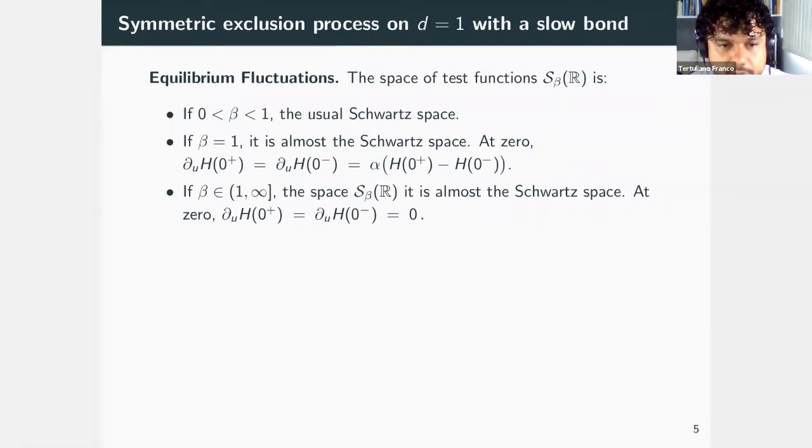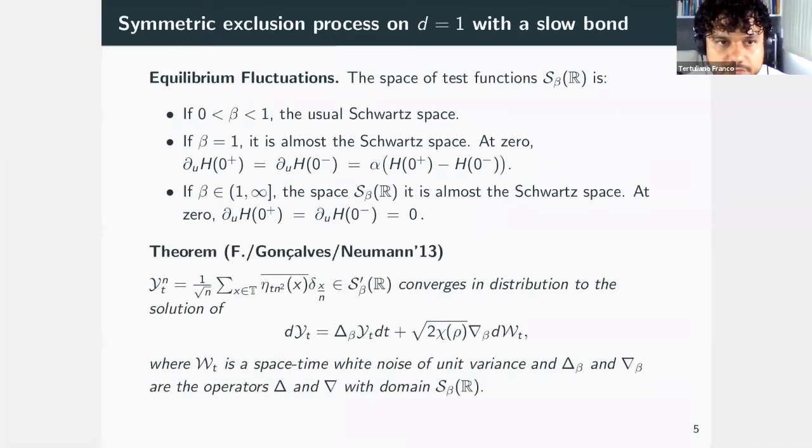So if beta is equal to 1, it's almost the Schwartz space, but to have the same boundary condition, the side derivatives are equal to alpha times the size of the jump. And if beta is bigger than 1, the space is almost the Schwartz space, but with side derivatives equal to 0.